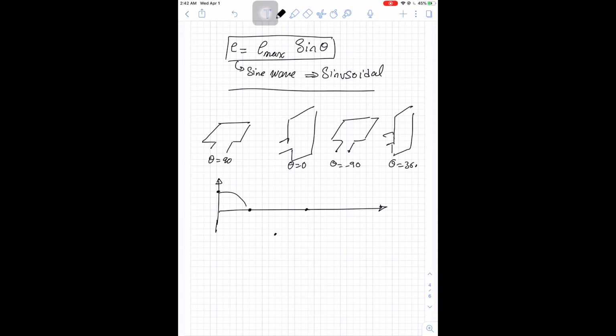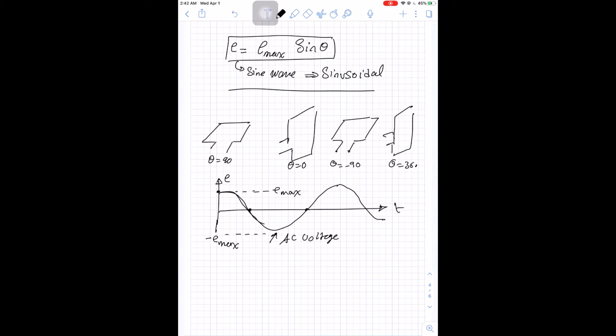So if you sketch this, you will have a cosine wave or a sine wave shifted. So this is E and this is T. So what we have here is the AC voltage. The voltage will be between negative E max and E max. And the function for this voltage is actually a sine wave.